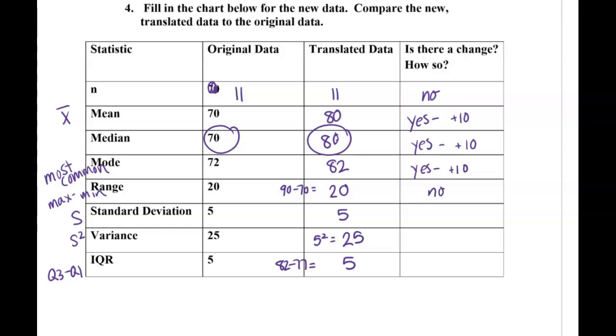Range stayed the same. It was 20 regardless. Standard deviation stayed the same. Variance stayed the same. IQR stayed the same.